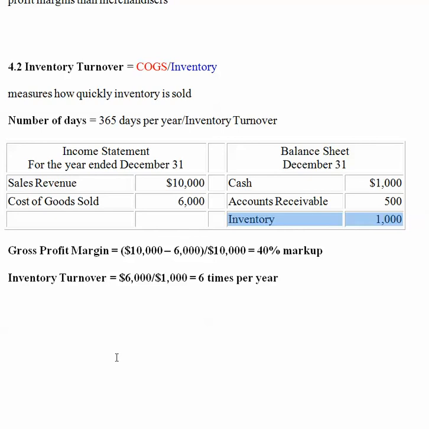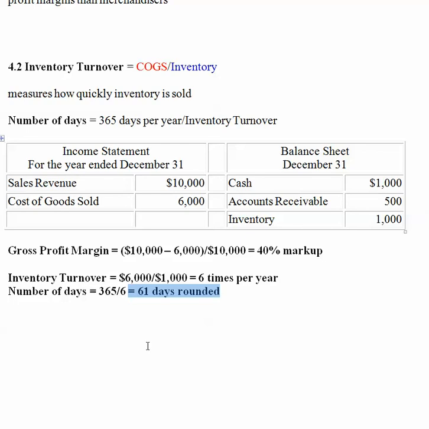So another way to look at that is, how many days does the inventory on average sit on the shelves? You take your number of days in a year and divide it by your inventory turnover, and you'll get 61 days, and I've rounded up. So on average, this company takes about 61 days to turn its inventory over.